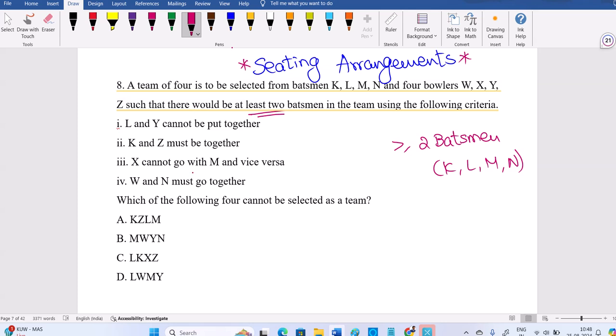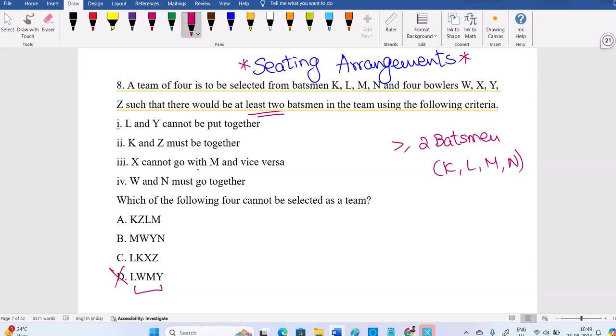If we go for the options, L and Y cannot be put together. So option D is eliminated because L and Y are together. K and Z must be there, so K and Z must be there in A and C. X cannot go with M, and M cannot go with X. Fine. W and N must be together. Yeah, whenever W is there, fine.